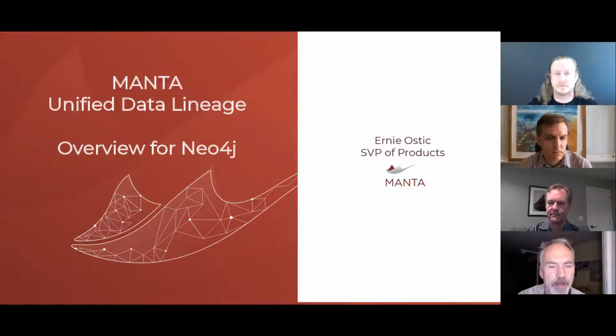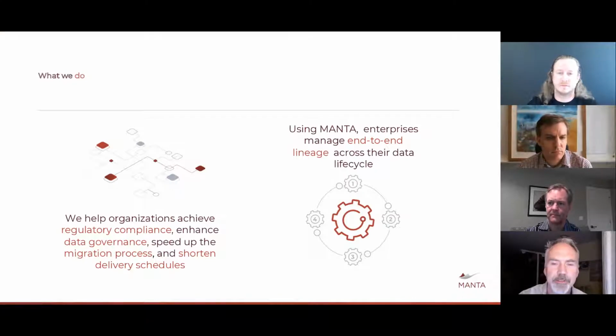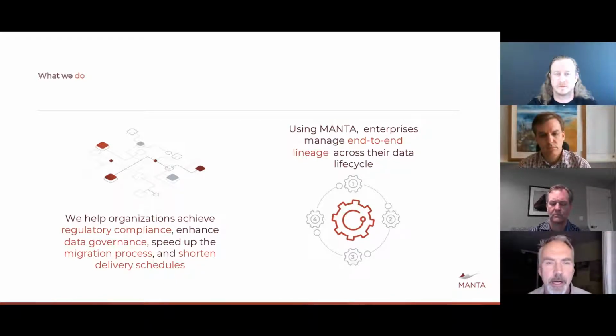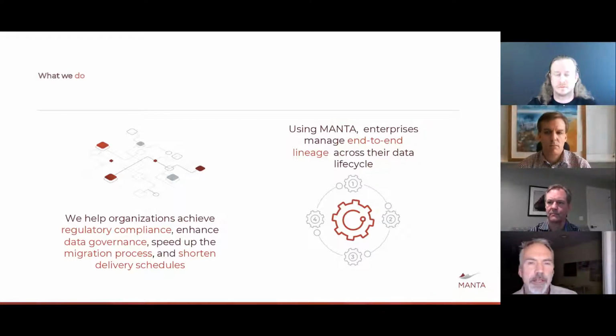We're very excited about partnering with Neo4j because it's enhancing our ability to deliver this capability and functionality to our customers. Ultimately, we help our customers achieve regulatory compliance and enhance their governance activities and speed up the migration process, particularly if they're moving database applications up into the cloud, and shorten their delivery cycles in support of DataOps and really understanding the pipeline that they have and how data is flowing and make sure that that pipeline stays reliable. We provide end-to-end lineage.